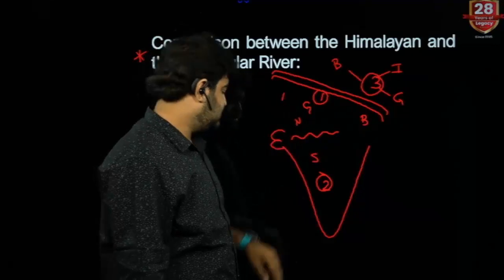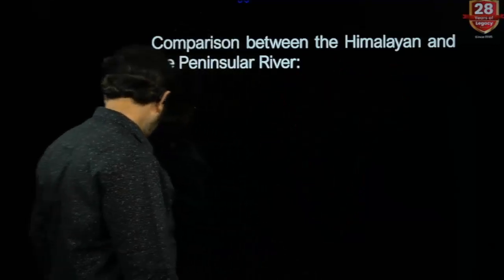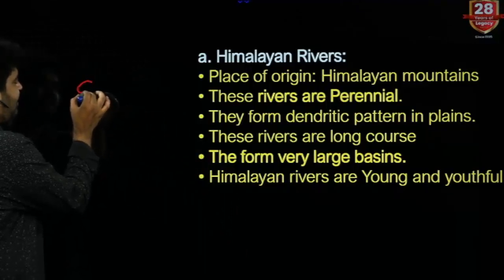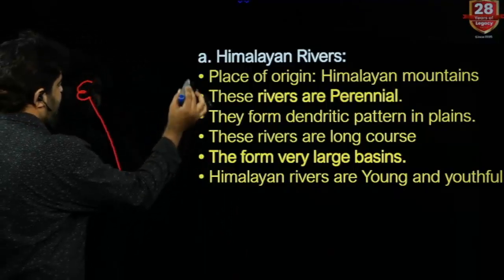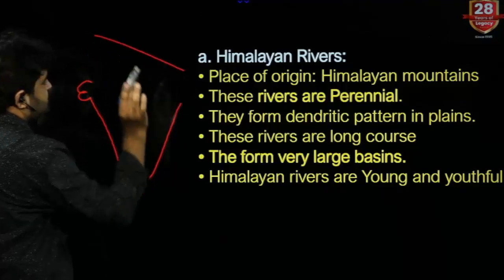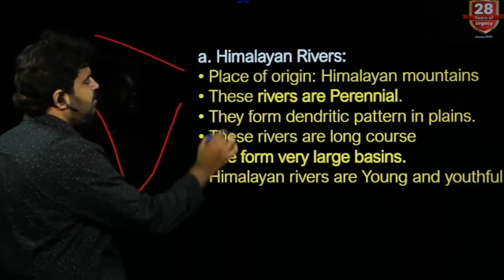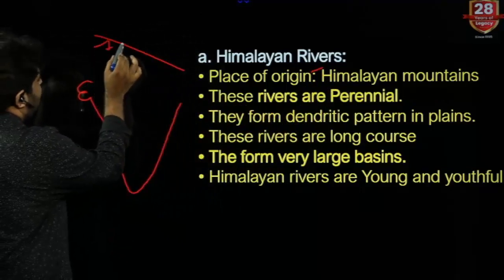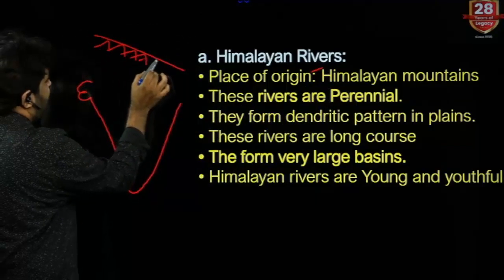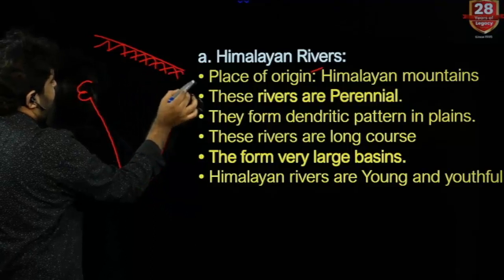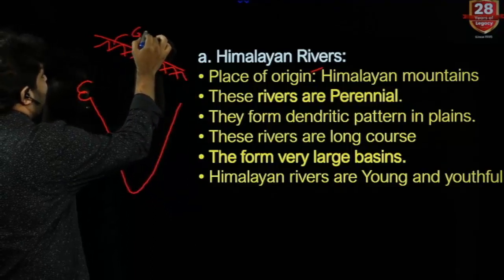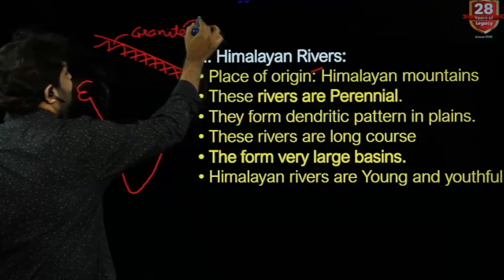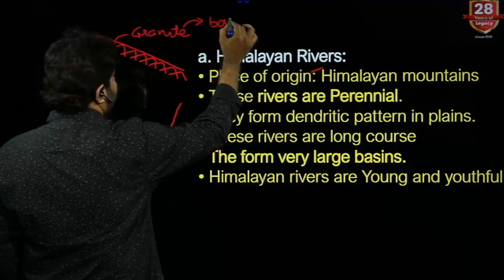Now let us compare the difference between Himalayan and peninsular rivers. First let's draw the map of the Himalayas here. Himalayan rivers, place of origin: exactly the Himalayan mountains. So the Himalayan mountains are the place of origin of Himalayan rivers. Himalayas are made up of granite stone and they are bounded with snow.